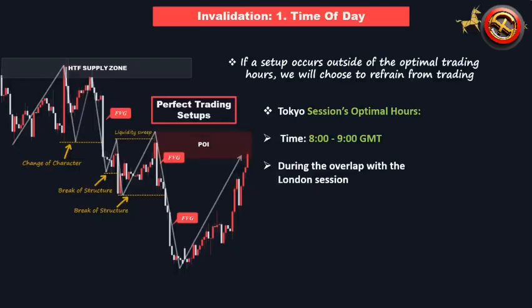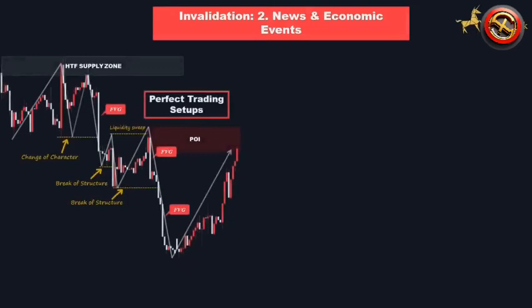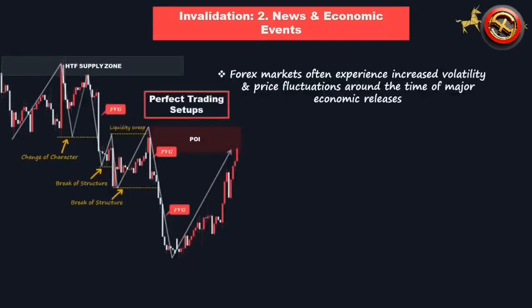The next factor to consider is news and economic events. Forex markets often experience increased volatility and price fluctuations around the time of major economic releases. Economic news and events are critical drivers of price movements in the Forex market. Traders need to stay informed, develop strategies that suit their risk tolerance, and exercise caution when trading around news releases.